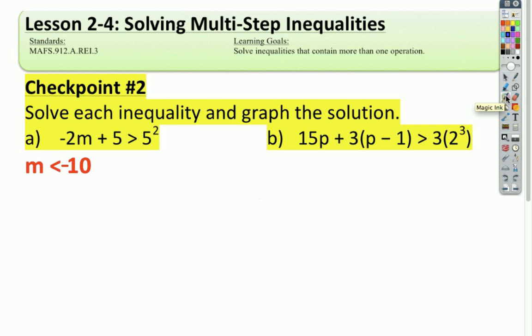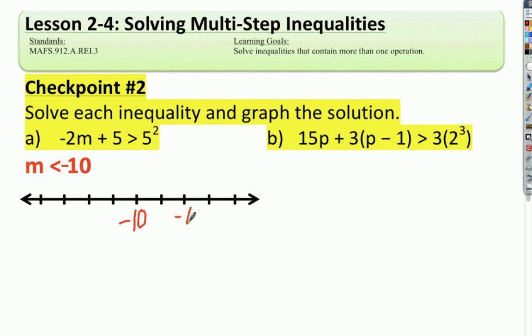And the graph, again, we're not really spending much time discussing. You should have -10 somewhere, -9, -8, -11, -12. Sorry, John. And then we've got open circle here, shading in there. Any comments, questions on part A? Good. Let's see how we did on part B.